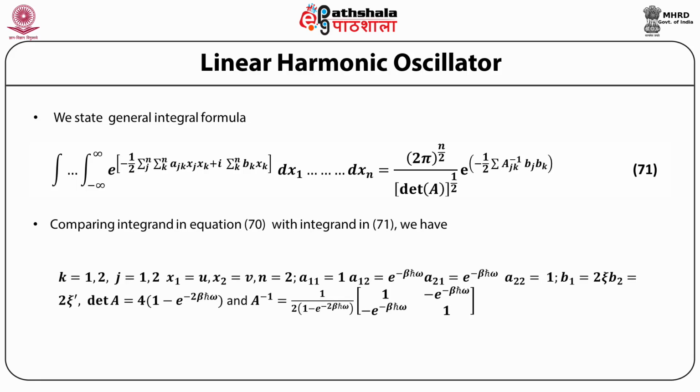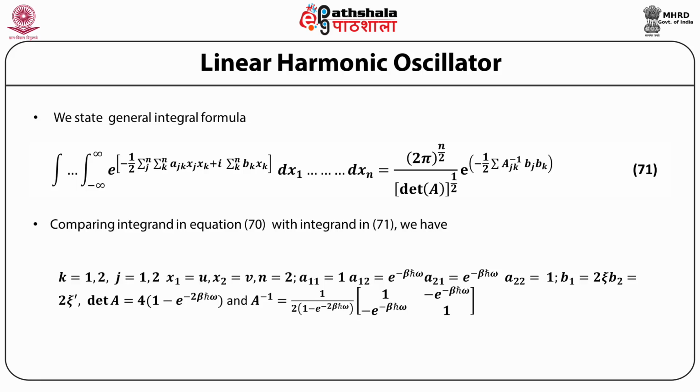Comparing the integrand in equation 70 with the integrand in 71, we have k equal to 1 to 2, j equal to 1 to 2, x1 equal to u, x2 equal to v, n equal to 2, a11 equal to 1, a12 equal to e raised to the power minus beta h bar omega, a21 equal to e raised to the power minus beta h bar omega, a22 equal to 1, b1 equal to 2 xi, b2 equal to 2 xi dash.